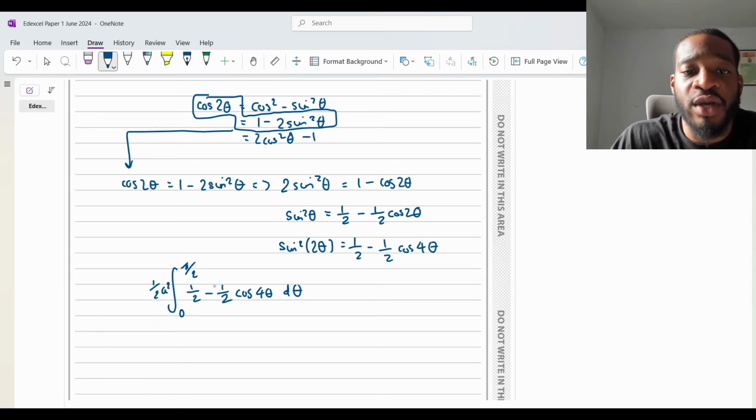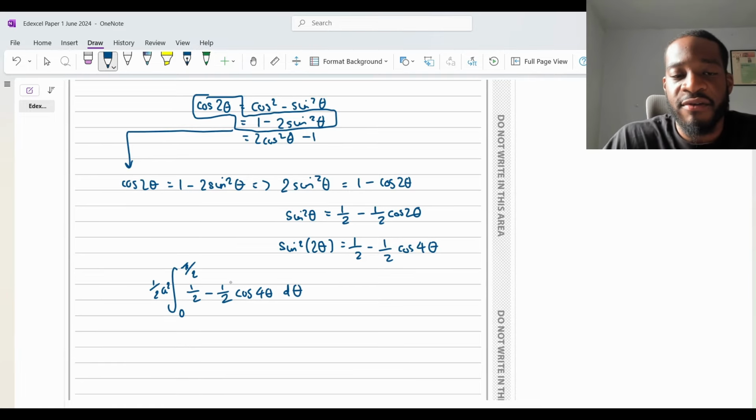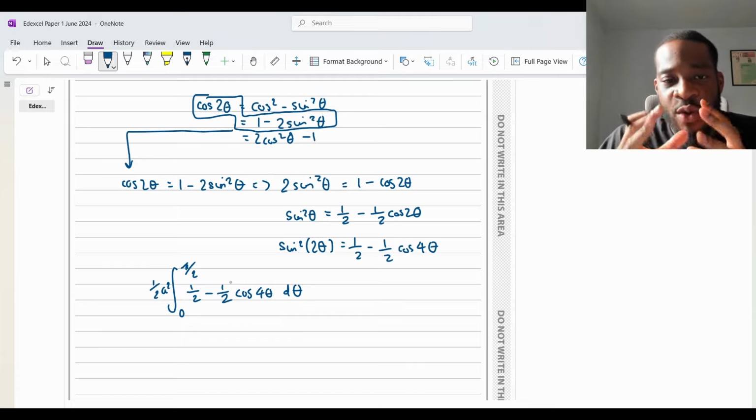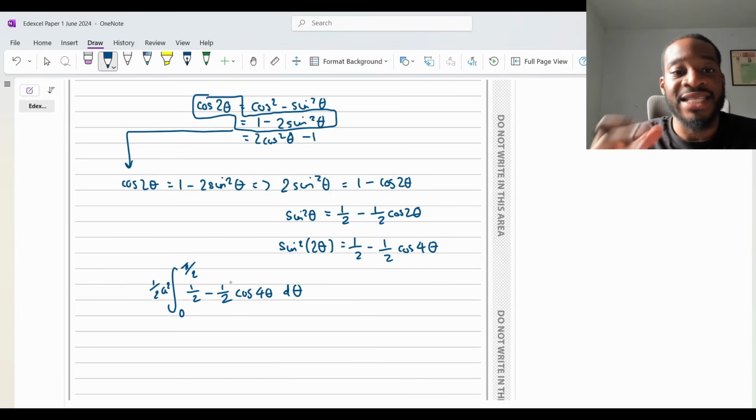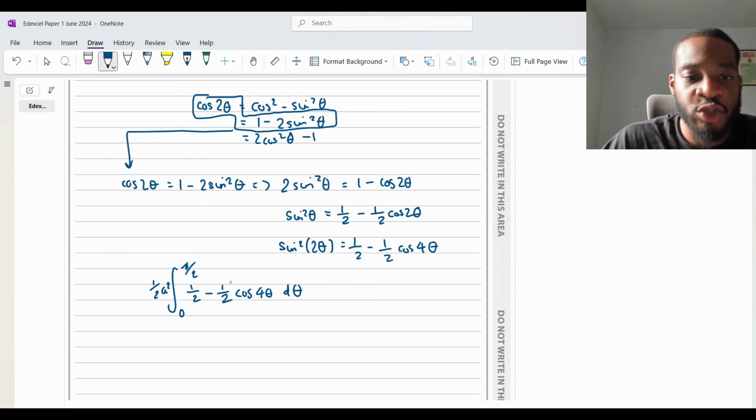And this is what you should always do, guys. I think this came up, I'm not sure. Did it come up in 2022? I'm not sure actually, don't quote me on that. But yeah, this has come up before. I can't remember what year, where you have just sine squared or cos squared, and you have to use the double angle formula identity to reduce the power.